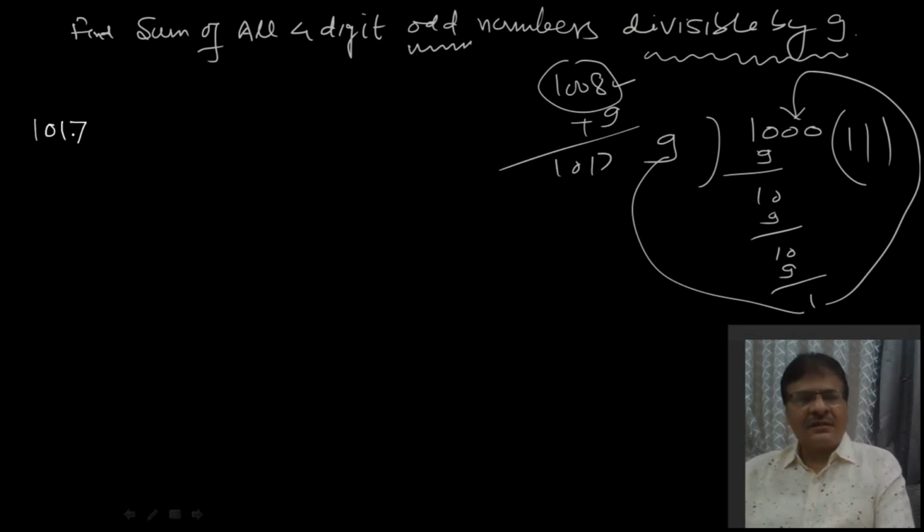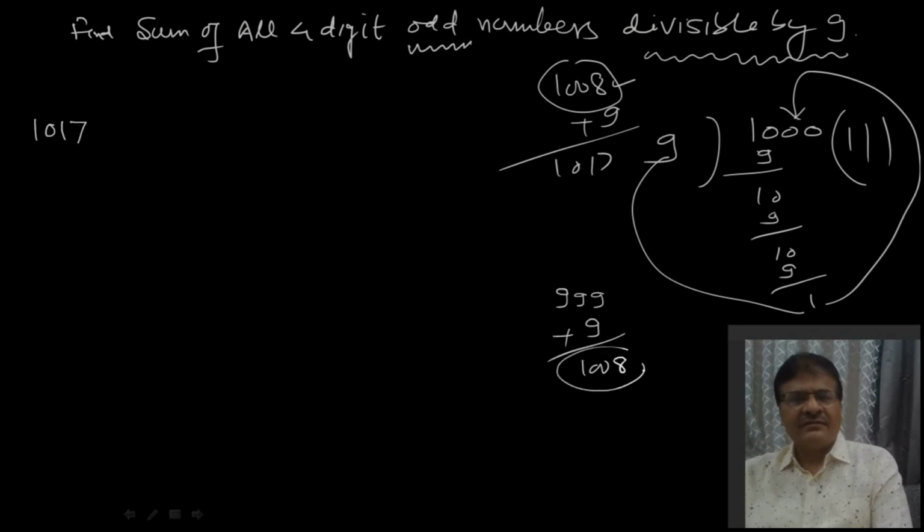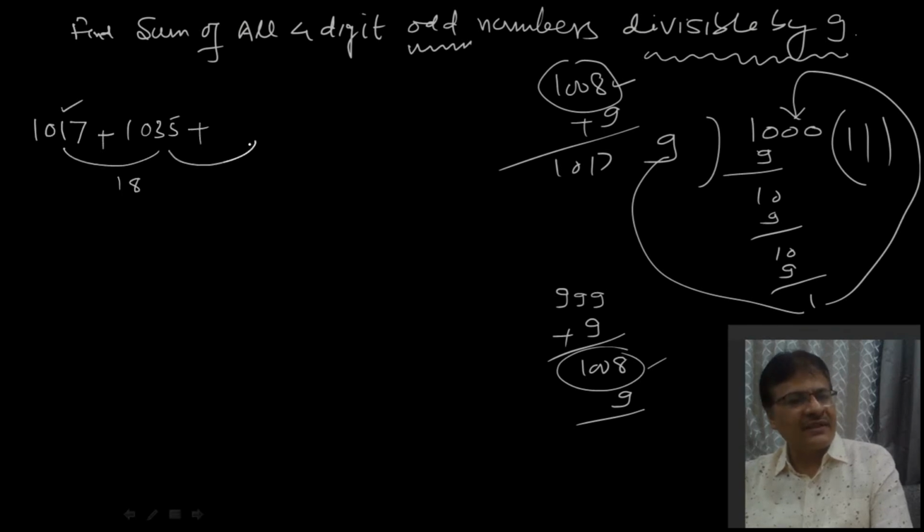Is that clear? Sometimes people save time by doing a little smart work. As we know, 999 is divisible by 9, so directly add 9. That is 1008, which is divisible by 9. If this is an even number, again add 9, so that is 1017, my first number. What is my second number? 1017 plus 9 is 1026, again even, so add 9 again: 1035. So add the difference of 18 to get my numbers. Again, with a difference of 18, 1053 will come.